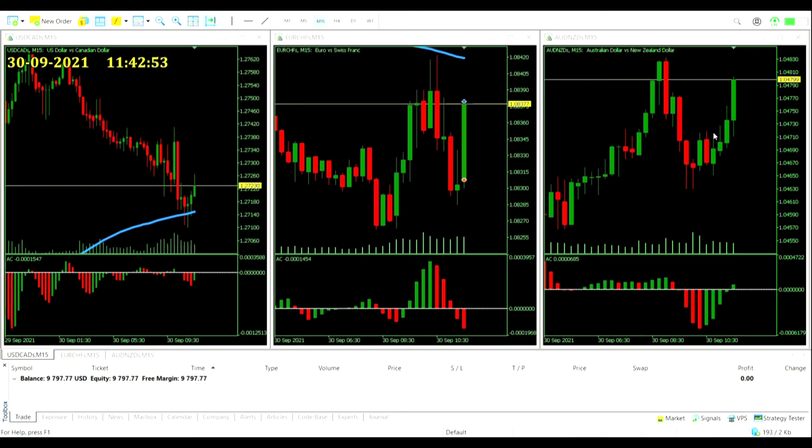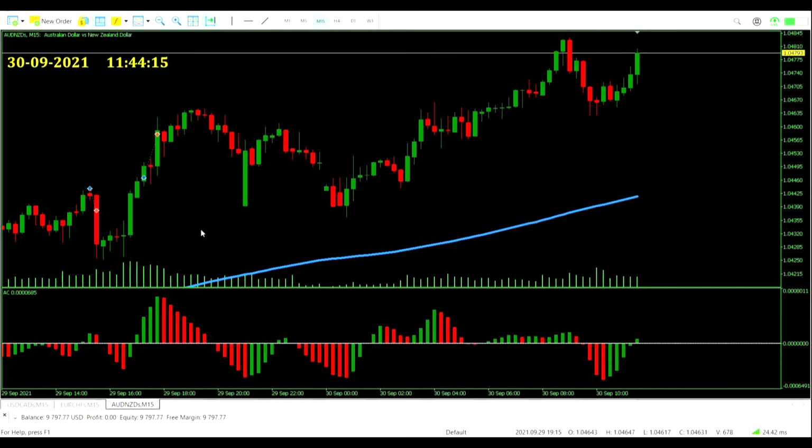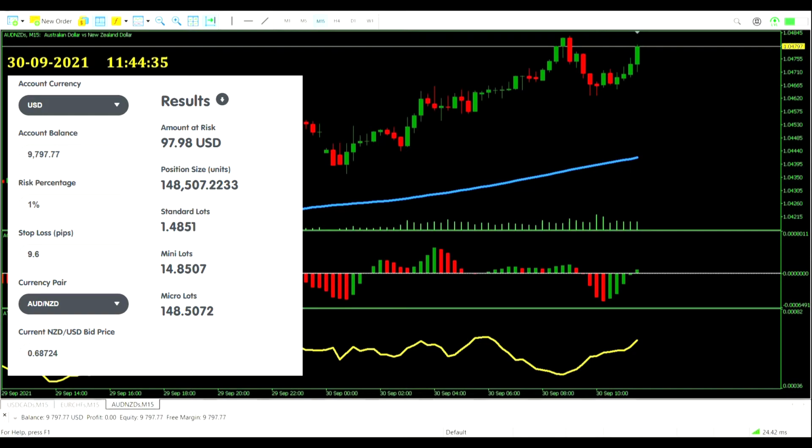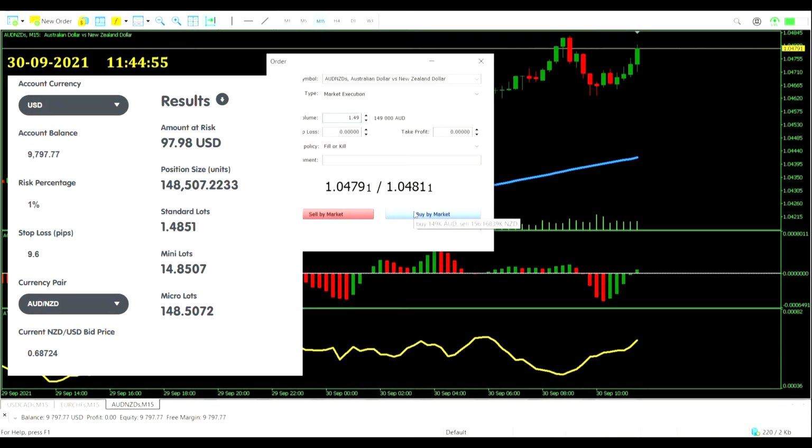This buy trade on the Aussie dollar, New Zealand dollar, it's going to be coming. Let's get in on that one. 45 seconds to go. Let us get with it and pull up that ATR. 6.4 pips is the reading. 1.5 times that, 9.6. Our risk is on screen now. We are ready to get in as soon as that close comes.